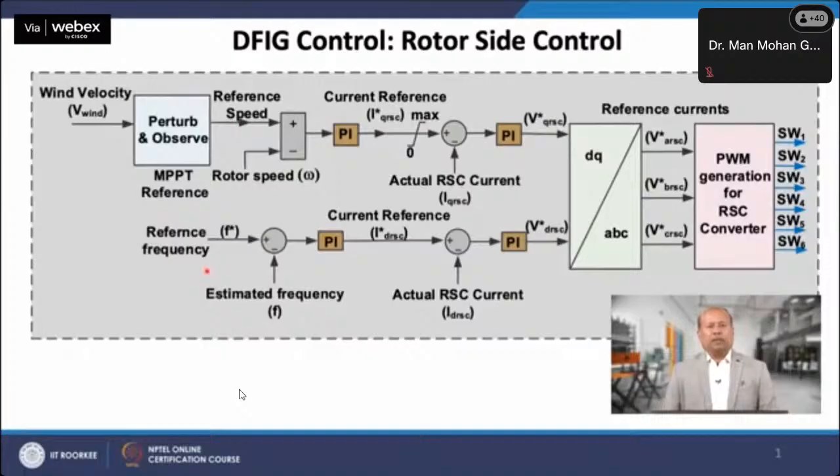Further, the reference voltage is converted to the ABC frame to generate the PWM signals, which are fed to the RSC switches. The RSC is connected to the GSC via a DC link, and the job of the GSC is to maintain the DC link voltage.